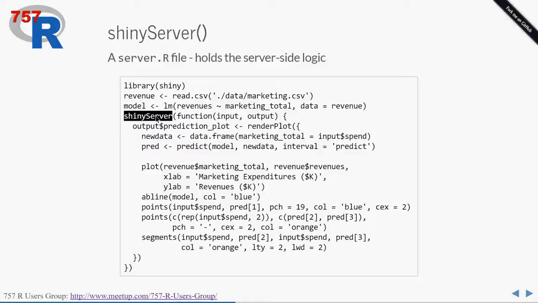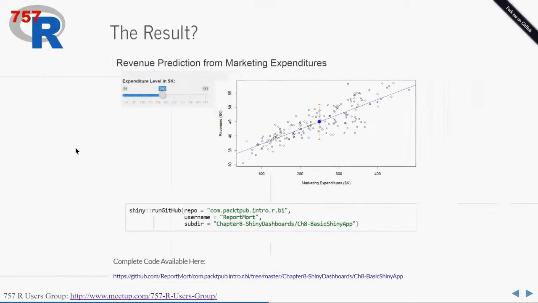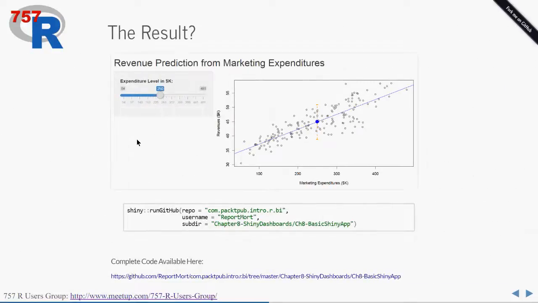But then inside our server, we actually say render a plot that takes a data frame with the input from the client side and make a prediction and then plot this stuff. So this should at least be somewhat familiar to you if you've been writing R code previously: how to create a data frame, how to fit a linear model, how to make a prediction out of the model, how to plot it using base plotting here, and adding some points and things like that. So I'm breezing over, well, here's what it actually looks like.